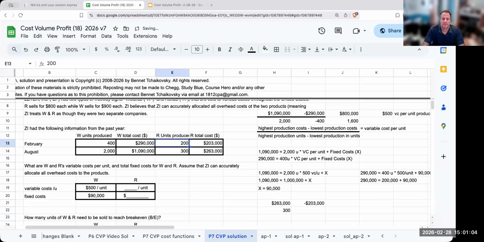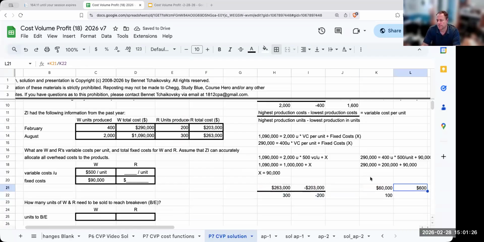my R units produced, minus my lowest units produced over here. When I subtract this, I get 60,000 divided by 100. Remember, the bottom is in units. So my variable cost per unit is going to be 600.